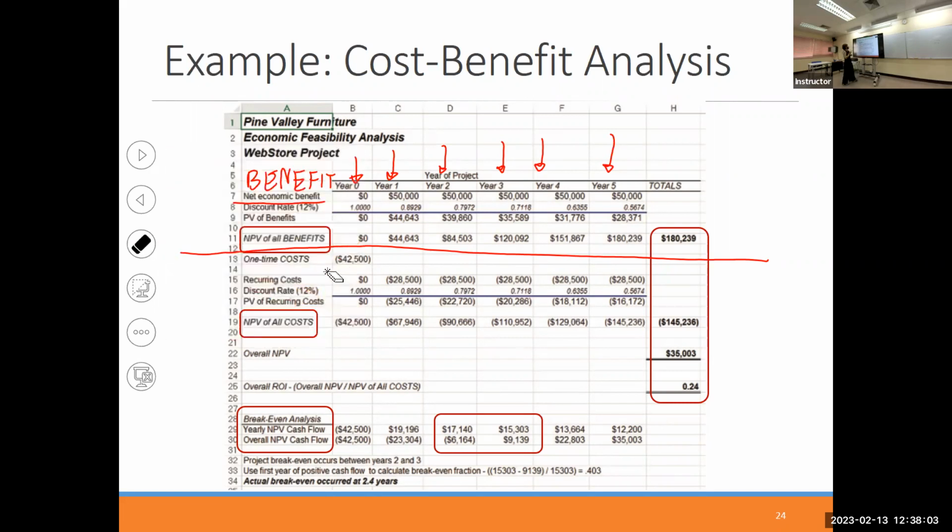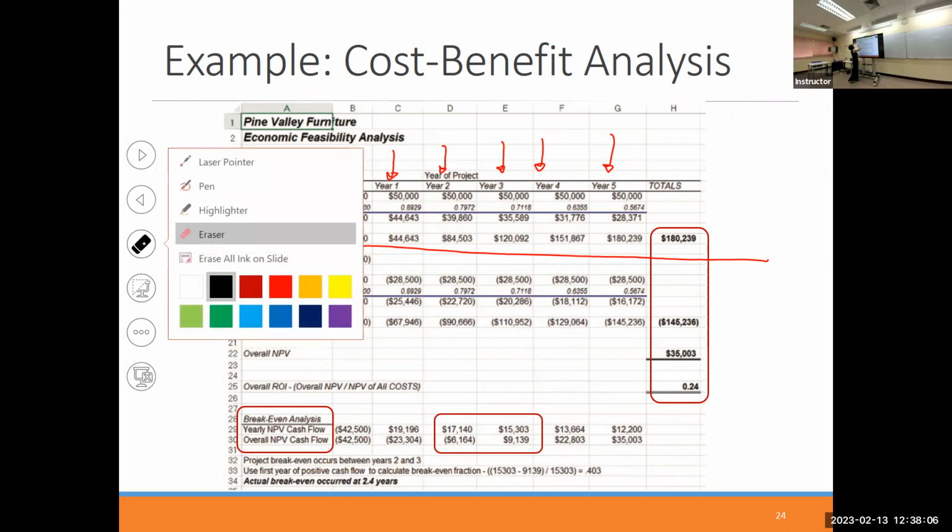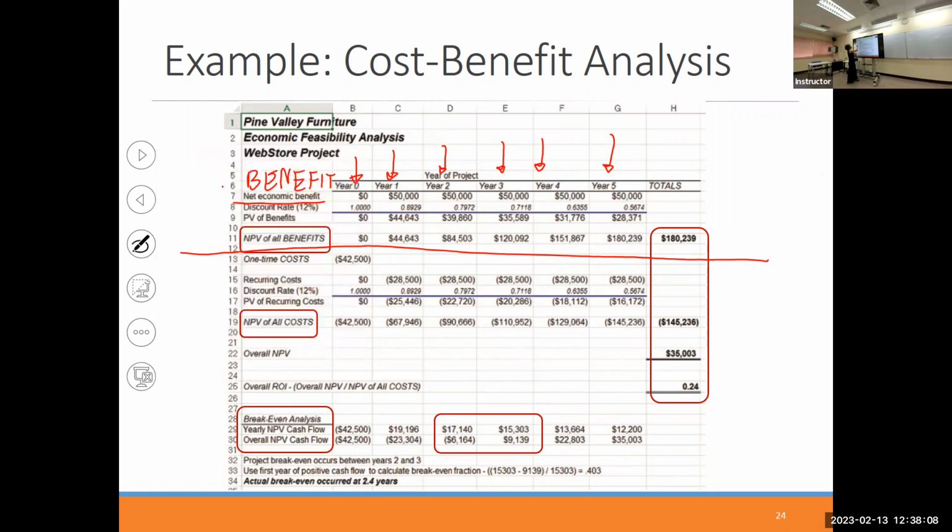Okay, and then you calculate. Suppose this is about an online web store, online shopping, through the web and mobile. Suppose this is a project that you want to do.